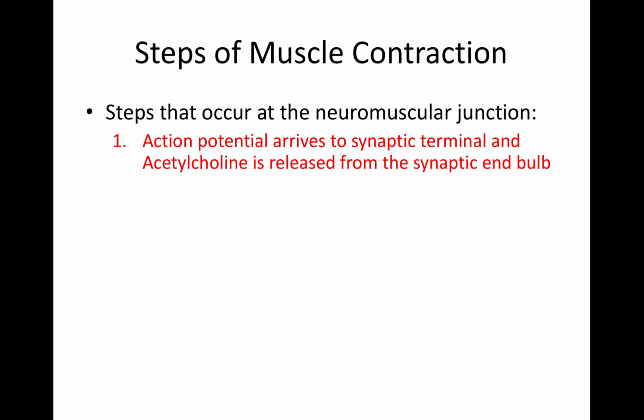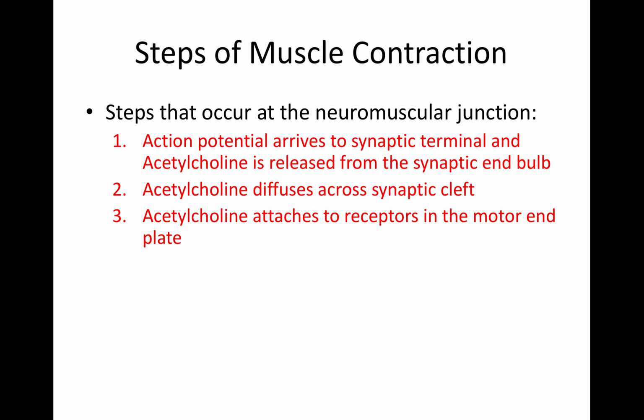So here's how all of that works. Step one, an action potential, a signal from our brain, arrives at the synaptic terminal and our neurotransmitter acetylcholine gets released. That acetylcholine is going to diffuse across the synaptic cleft. It goes from the neuron into the muscle cell. The acetylcholine attaches to the receptors in the motor end plate of the muscle cell.